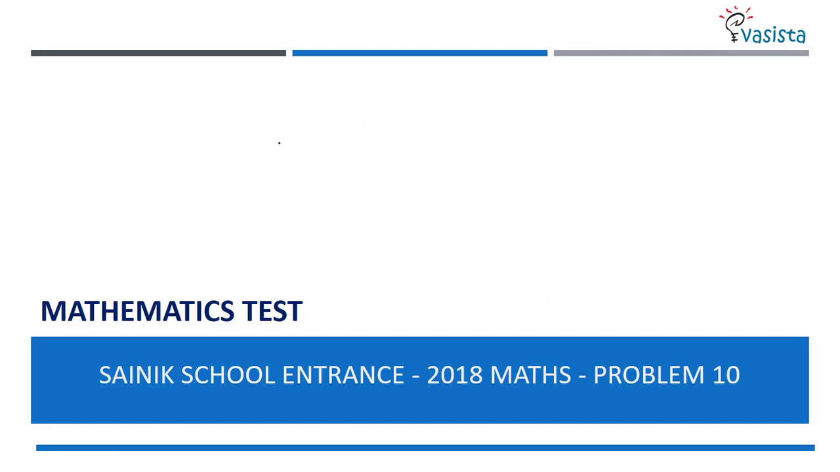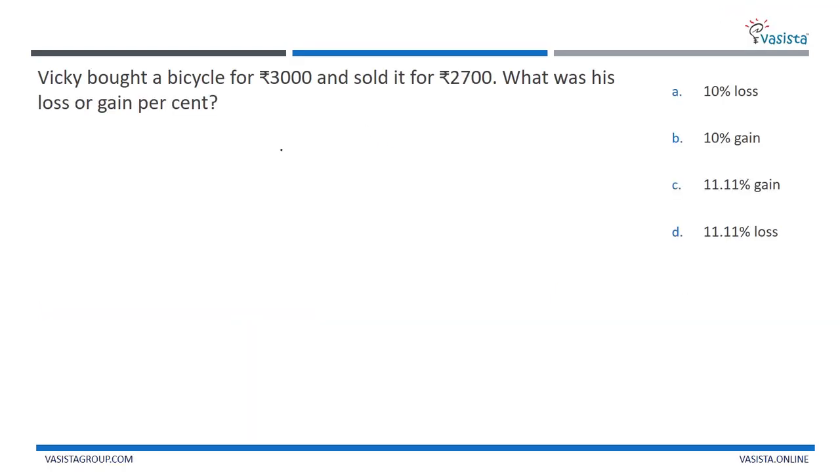Fine, this is problem number 10. Okay, let us check out. Vicky bought a bicycle for 3000 rupees and sold it for 2700 rupees. What was his loss or gain percent? It is a profit and loss problem. Let us check out.